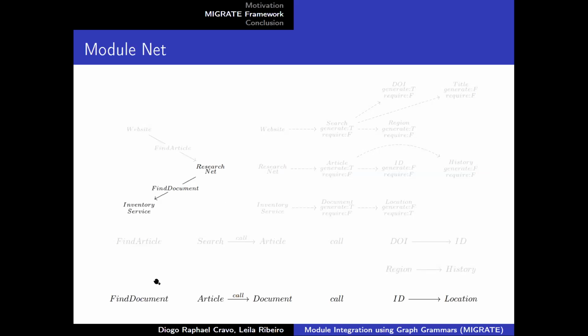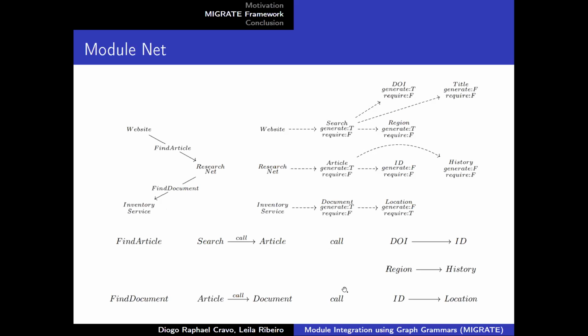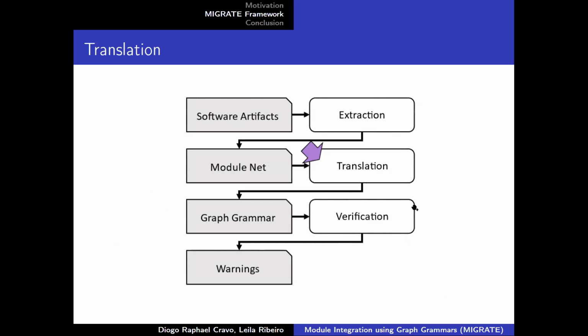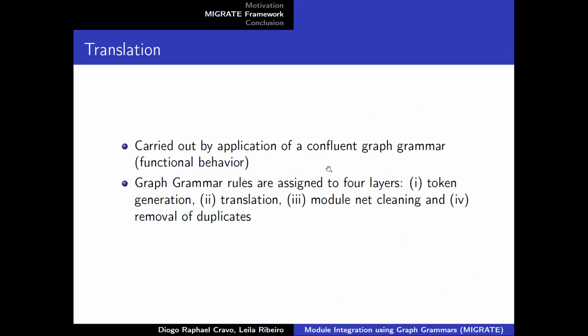And lastly here, the find document operation goes from the article resource of the research net module to the document resource of the inventory service module, such that the ID of the article is carried over to the location of the document. So this is a module net, a very simple one, just as an example. And the module net serves as input to the translation procedure. And this procedure is going to produce a graph grammar that we'll call the verification grammar.